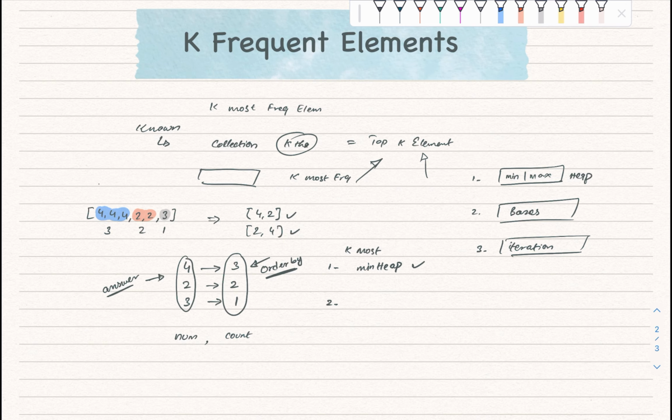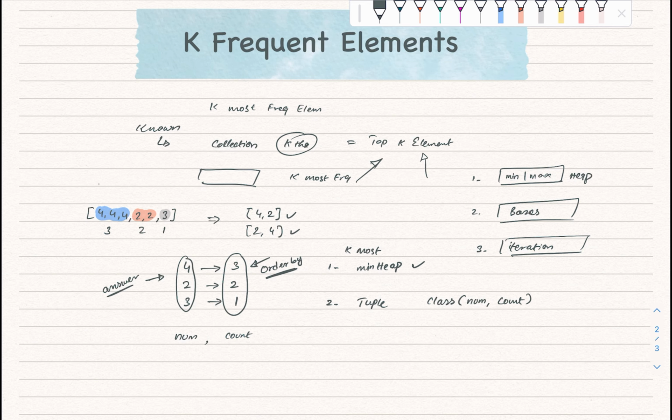So what we can do is make a map of num and count. Let's suppose we can use a tuple, but for the sake of simplicity we can make a class which has num and has count.